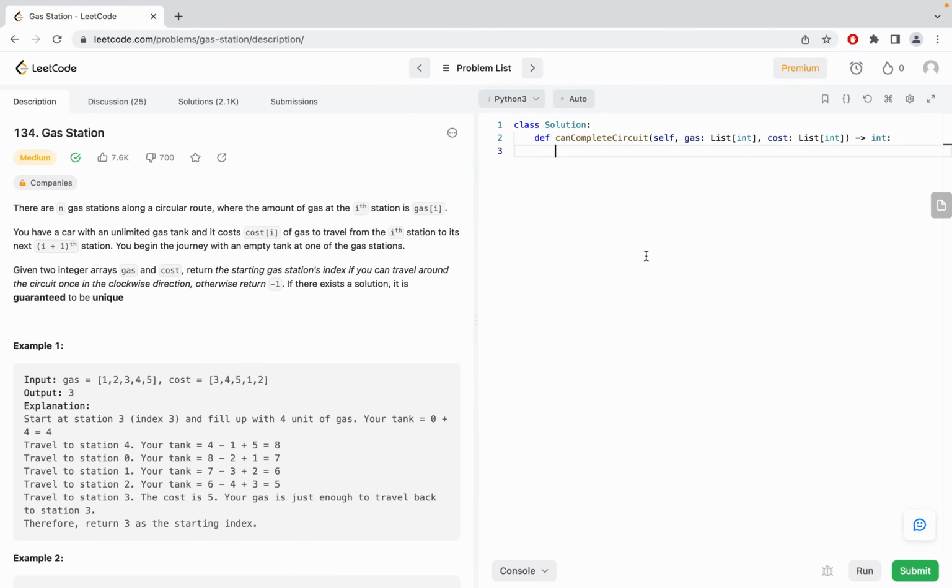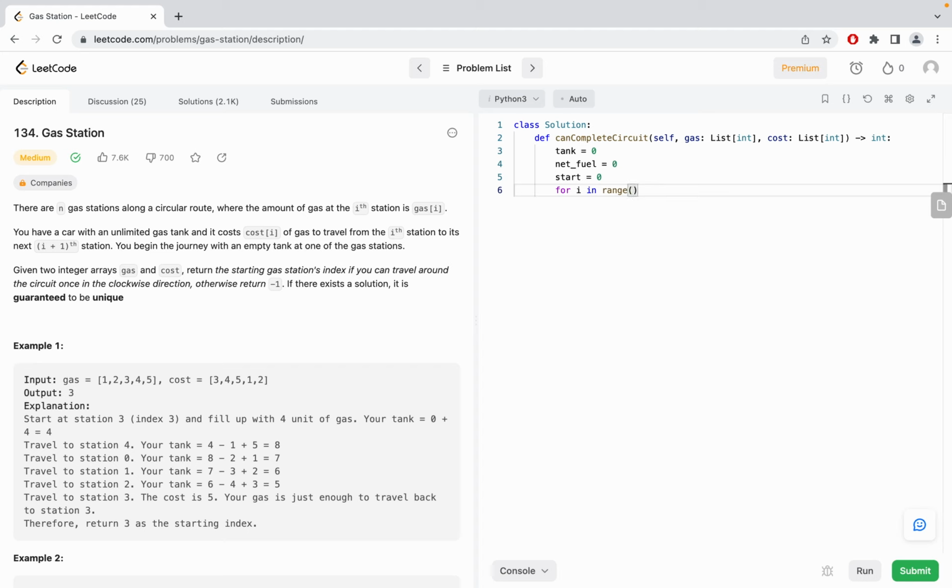Now, I'm going to very directly translate what we went over in the conceptual portion. We're going to have 2 variables: tank, which is going to be set to 0, and net fuel, which is going to be set to 0, and the starting point, that's going to be set to 0. Now, we're just going to literally go through the circle.